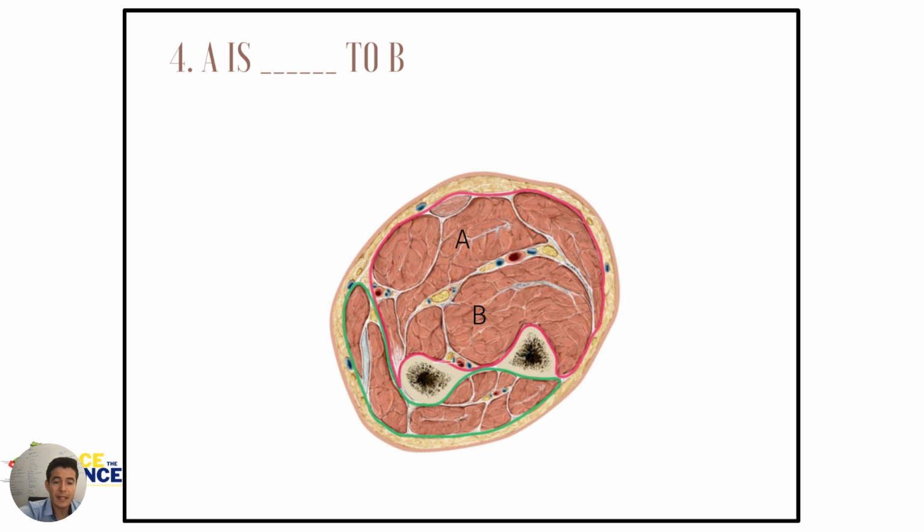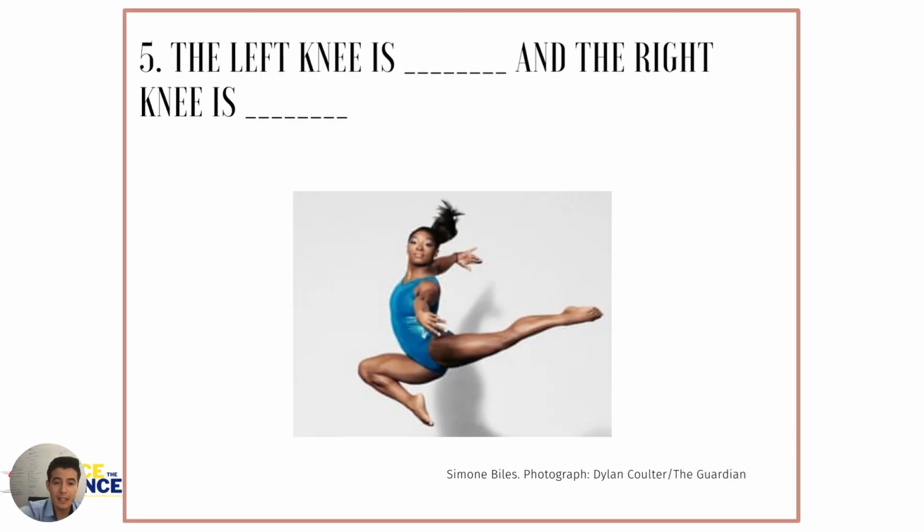A is blank to B. Is A superficial to B? Is A deep to B? Is A anterior to B? Is A posterior to B? Is A medial or lateral to B? And then finally, the left knee is blank and the right knee is blank. So think about terms like extended or flexed. Okay, so let's go through it.